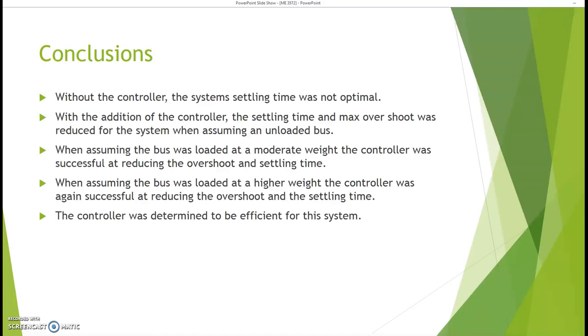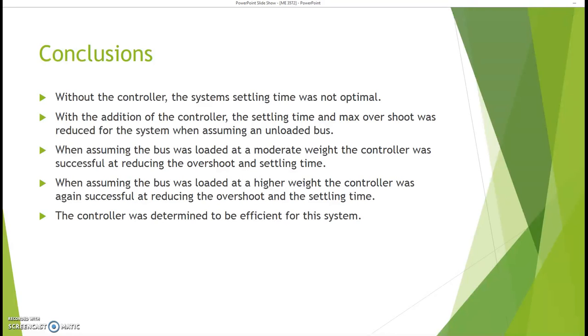To determine if the controller was efficient for the system, 2 additional tests were done assuming the bus was loaded. The first additional test assumed the bus was loaded with a moderate amount of people, increasing the mass to 3,402 kilograms. The controller was still able to be successful in managing the response with an overshoot of less than 5% and a settling time less than 5 seconds.